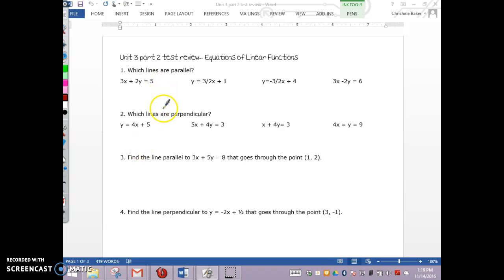Hi everybody, welcome to the review for Unit 3 Part 2. So we're going to start here with number 1, which lines are parallel.